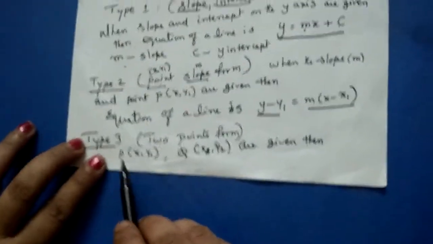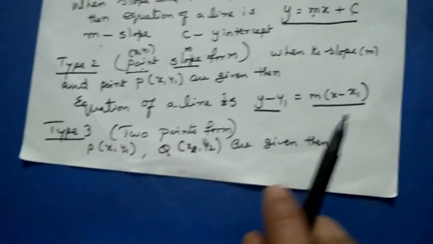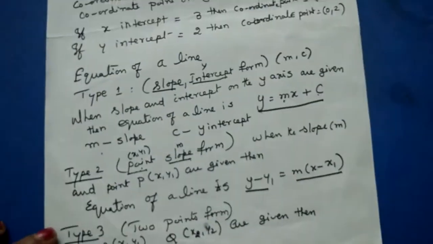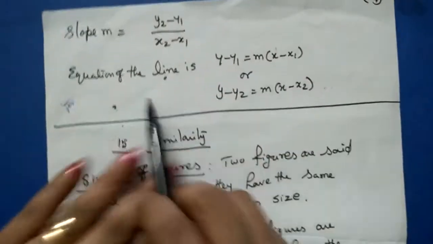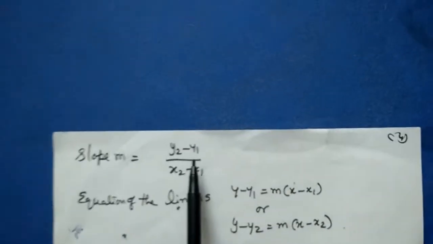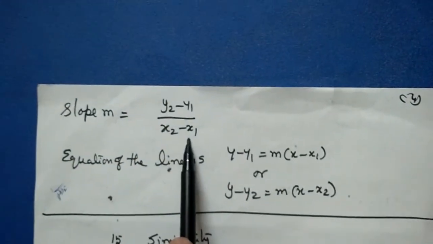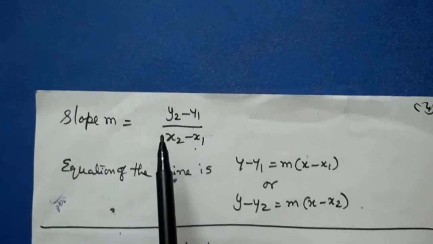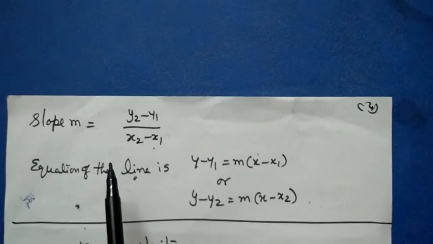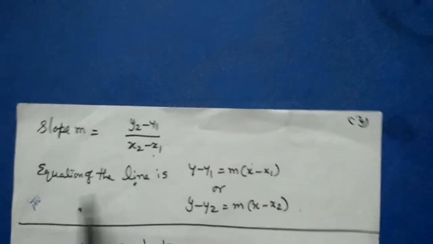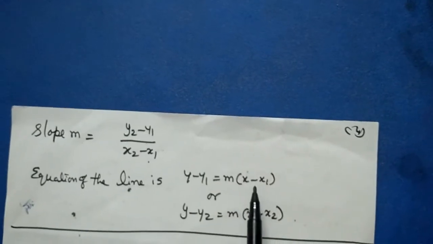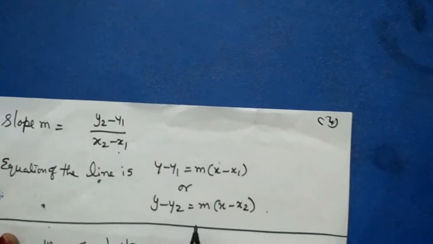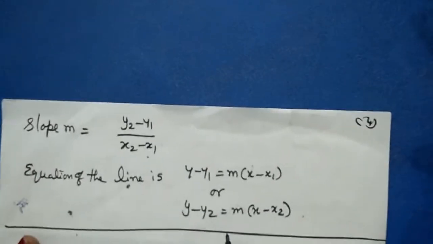Coming to type 3, the 2-point form. They will not give the slope, only 2 points P, x1, y1 and Q, x2, y2. Then what you have to do: the slope m is equal to y2 minus y1 divided by x2 minus x1. This is the slope. After finding the slope, you have to use any one of the points, x1, y1 or x2, y2, and find the equation of the line: y minus y1 is equal to m of x minus x1, or y minus y2 is equal to m of x minus x2.